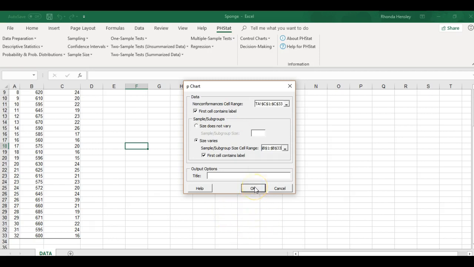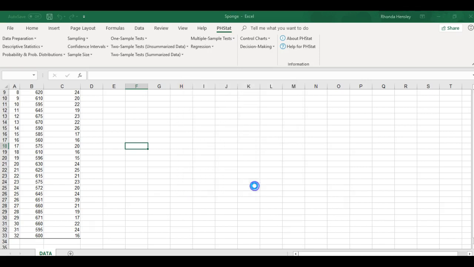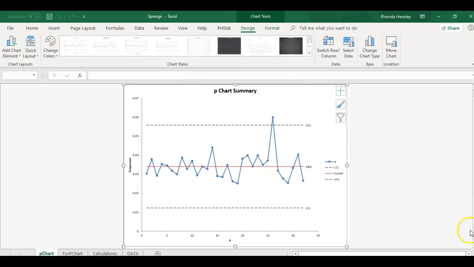You just need to be consistent between them when you're doing it. And you just say, okay, and there's your P chart. Again, same thing, our center line's in the pink, our upper and lower limit are these dotted lines, and you see right away looking at it that we've got a problem with this particular data. We have a problem in observation.